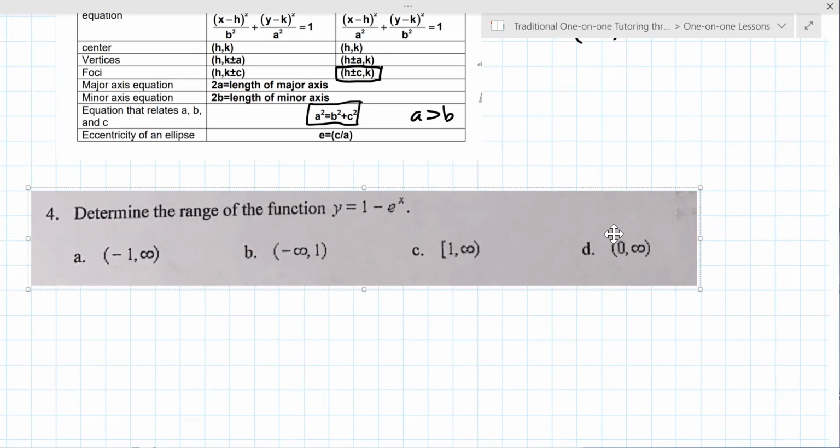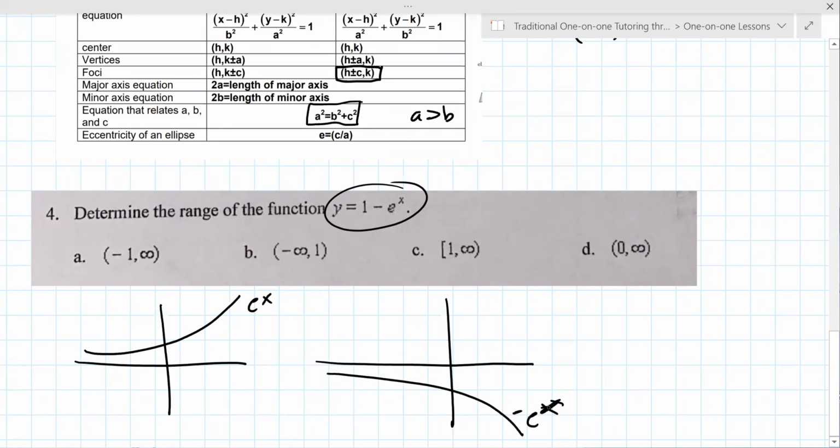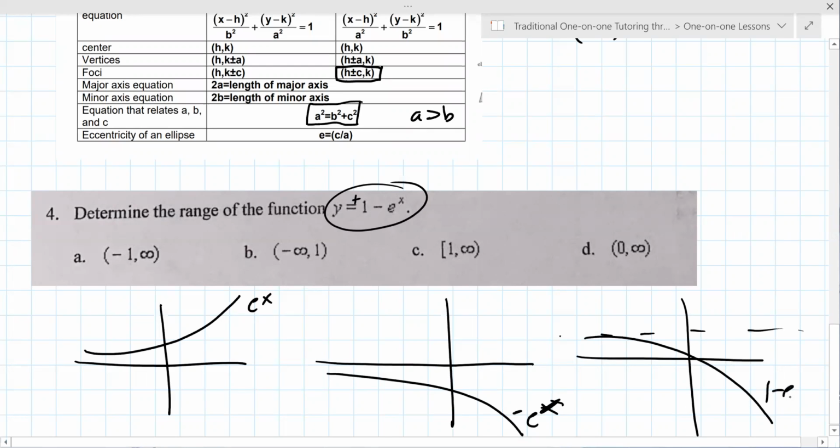I'm not sure. Okay. So the range is the y values. So if you have a graph of this, you can maybe figure out what's going on. So e to the x looks like this. When you have a negative in front, it looks like this, negative e to the x. But then the 1 is added to it, so it goes up 1. So this is 1 minus e to the x.